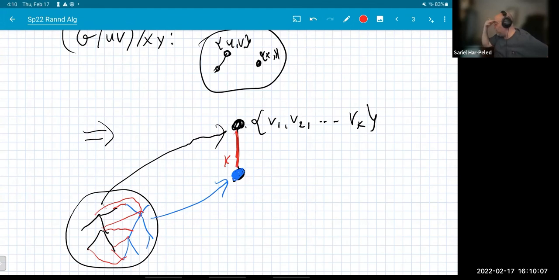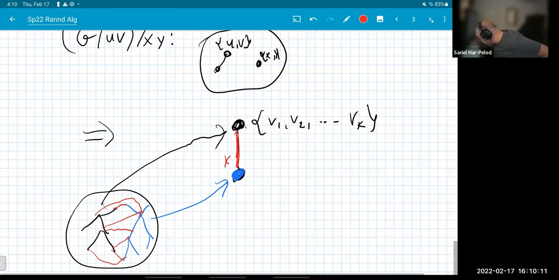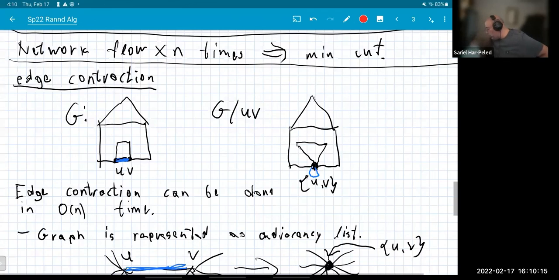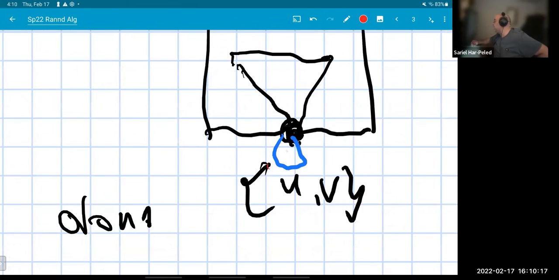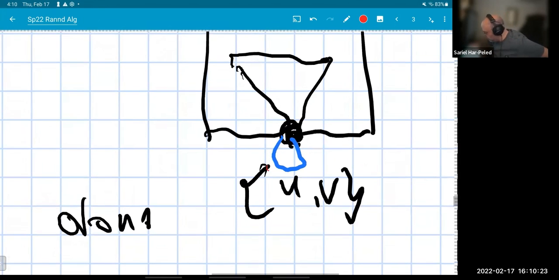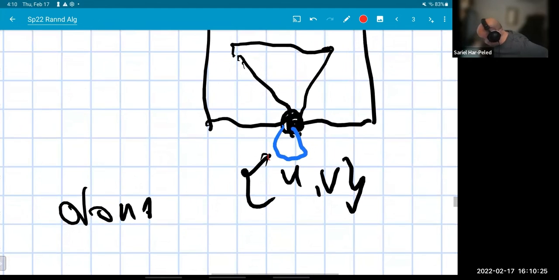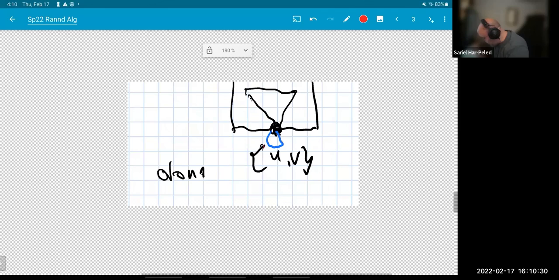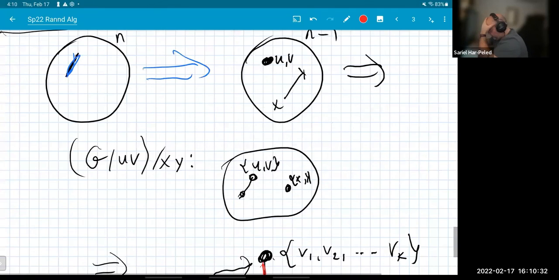Now I should say, by the way, I didn't mention it, but when we do the contraction, it's not a critical detail, but still, let me mention it. When we do a contraction, we can get this blue loop. We don't keep the blue loop. Whenever we get a loop, we throw it away. We don't care about self loops. They are not relevant for our purposes. Okay, back to business.